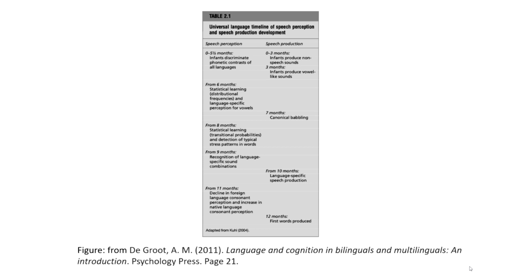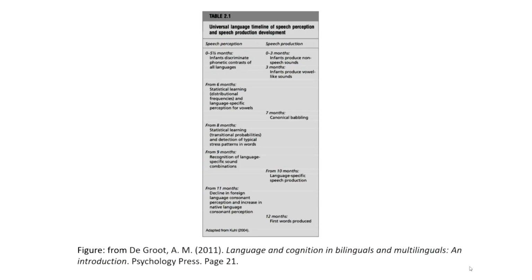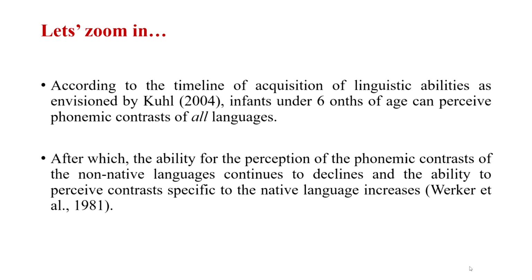You can see here that around 6 months of age, children use statistical learning and so on to learn the language-specific phonemic contrasts. But around 8 or 9 months, or actually around 11 months, they start experiencing a decline in foreign language consonant perception and vowel perception. So part of the answer is here: this is an ability that starts in a language-general format, but gradually becomes more and more language specific as the children are growing up.